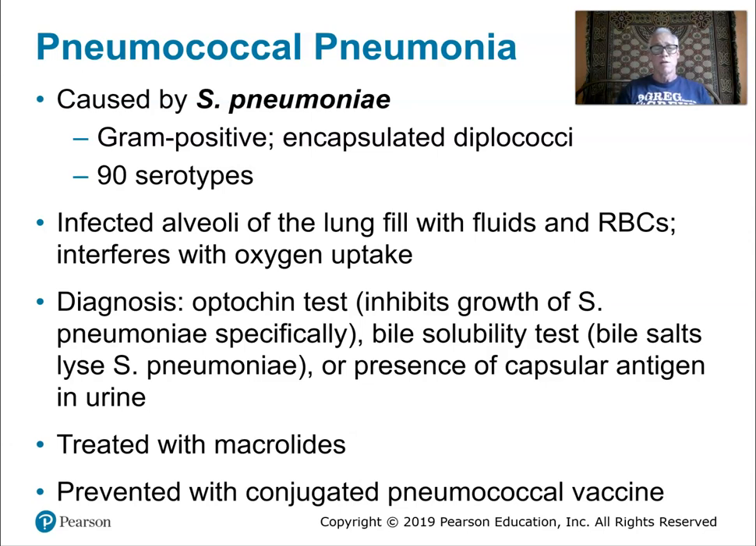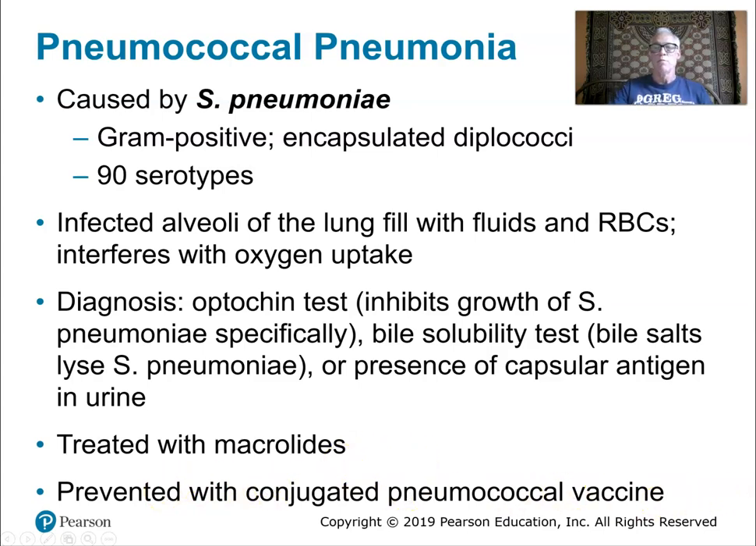Diagnosis, there's a chemical called optochin, which kills Strep pneumoniae bacteria, and it's not used as a treatment for it, but it's used as a way of testing. Other strep species are not affected by optochin. Bile solubility test, bile salts kill and lyse Streptococcus pneumoniae, but not other strep species. And the presence of capsular antigen in urine can be used to identify Strep pneumoniae. Treated with macrolide antibiotics.